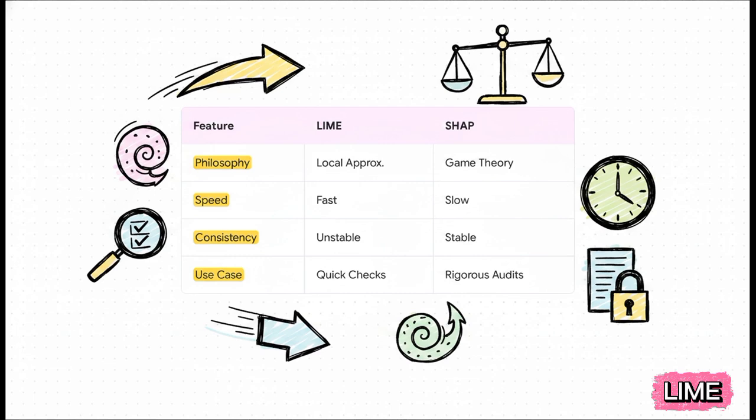Lime is fast, SHAP is slow. Lime can be a bit unstable. SHAP is consistent every single time, and that really tells you when to use each one. Use Lime for quick, intuitive checks when you're just exploring or debugging a model. But you bring out SHAP for the rigorous, high-stakes audits, where every detail has to be perfect and repeatable.